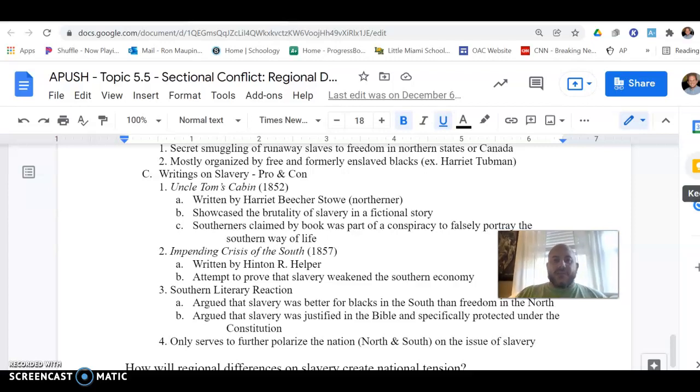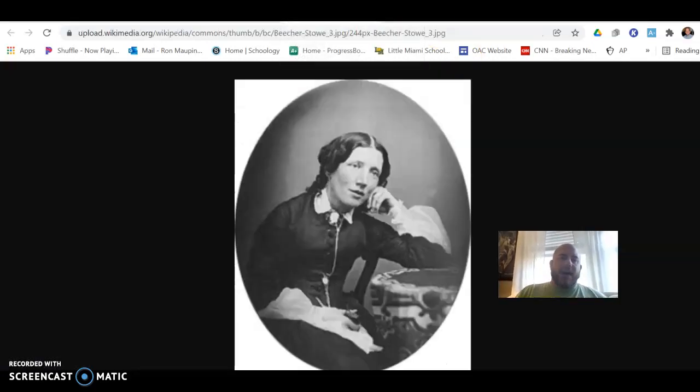And one of these is going to be the work Uncle Tom's Cabin, written by Harriet Beecher Stowe, who was, fun fact, living in Cincinnati when she was doing research for this book. Now, Uncle Tom's Cabin is basically a story that showcases the brutality of slavery and the idea that African American slaves at the end of the day are good and holy and just, and they're an oppressed people. But note, it's fictional. This is not like the narrative of Frederick Douglass, where it's somebody's personal experiences, personal anecdotes that are being written about. This is a fictional story.